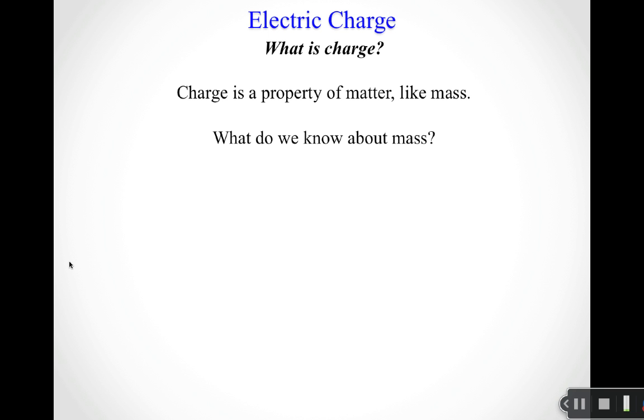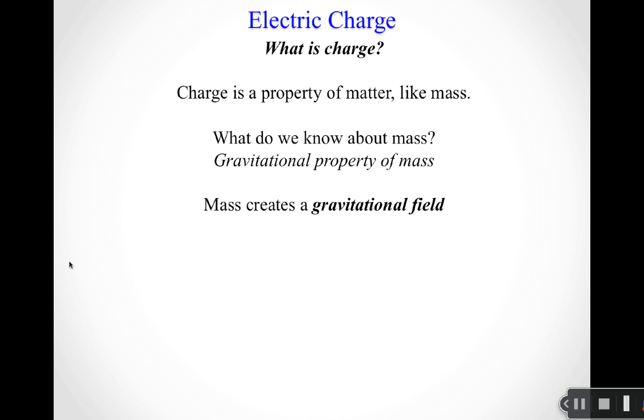Well, what do we know about mass? One of the things we know about mass is that mass has a gravitational property. So there's the gravitational property of mass. And in a way that we may not have been quite as explicit about last semester, but that's going to tie in well with the way that we'll talk about charge this semester, mass creates a gravitational field. If you've got empty space and you put mass in the middle of that empty space, that mass is going to create a gravitational field.